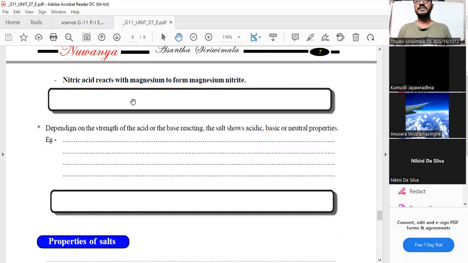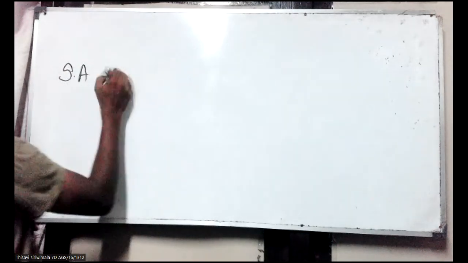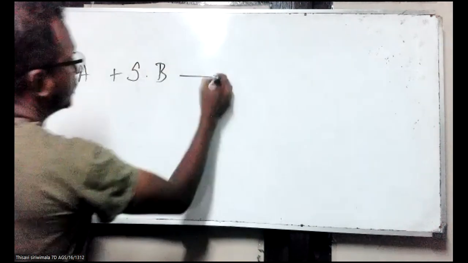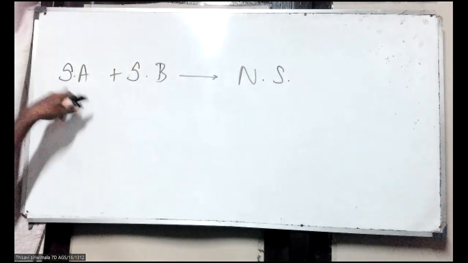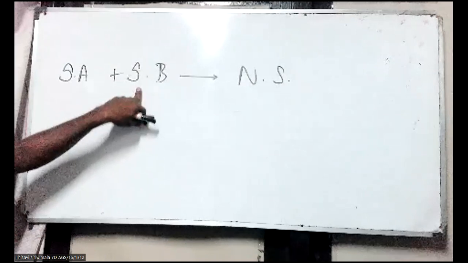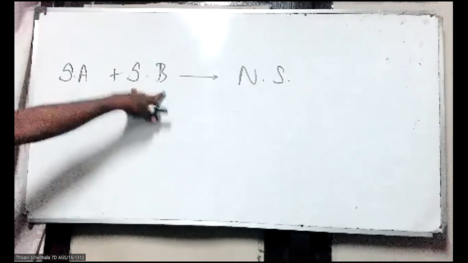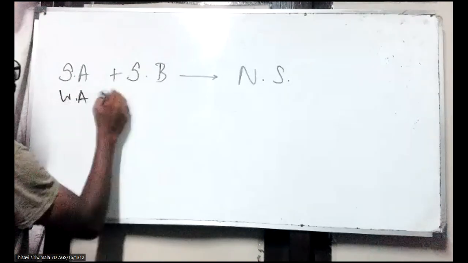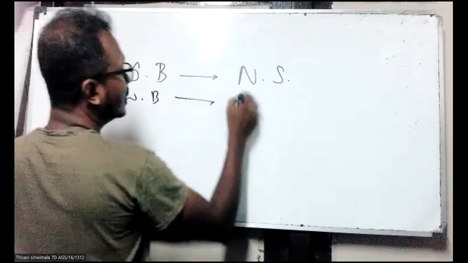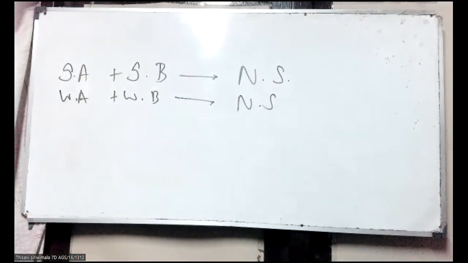Depending on the strength of the acid or the base reacting, the salt shows acidic, basic or neutral properties. Now if a strong acid reacted with a strong base, you will get a neutral salt, because all of the H pluses will be combining with the OH minuses. So strong acid එකක් strong base එකක් ගියාම දෙන්නලා cancel off වෙලා neutral. Again weak acid plus weak base, again neutral salt, because again they will be neutralized.